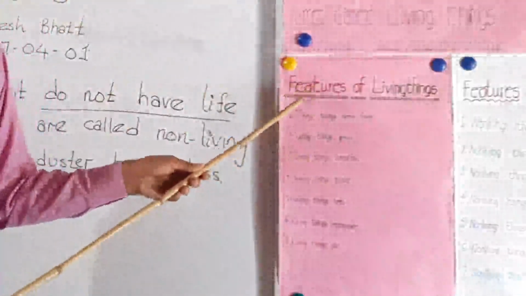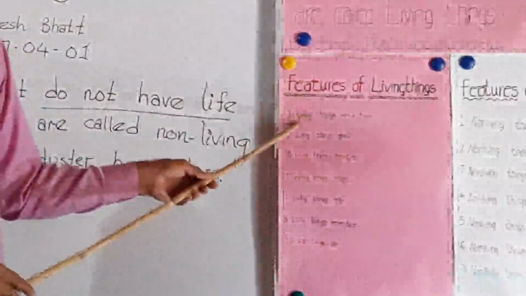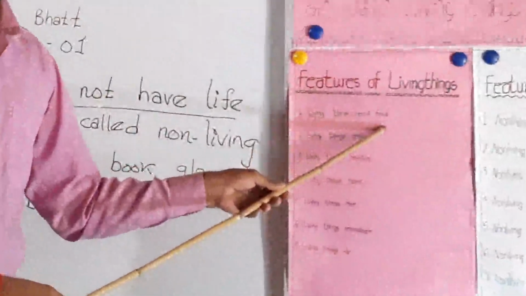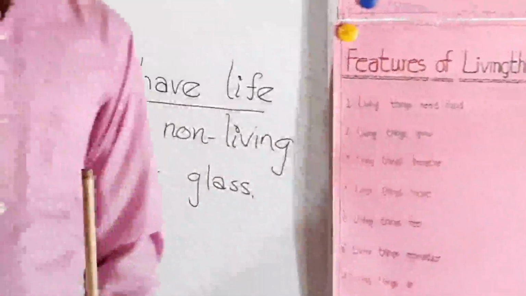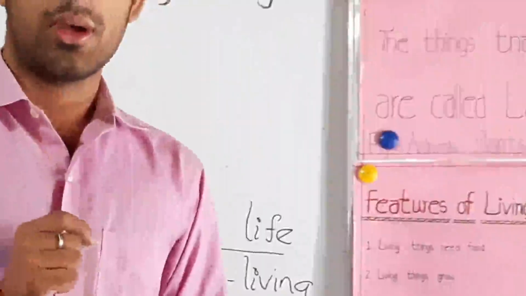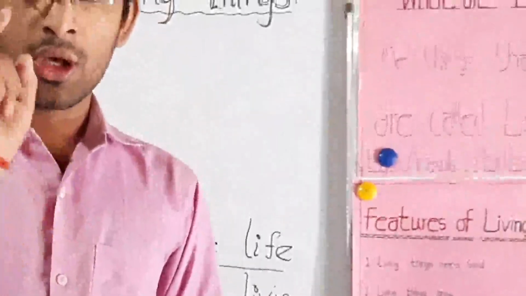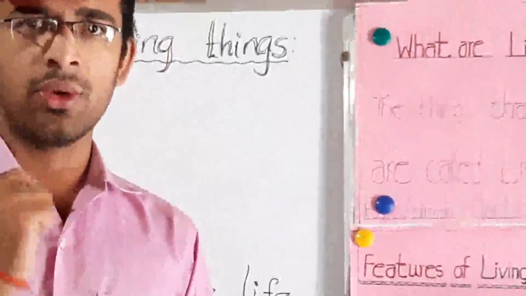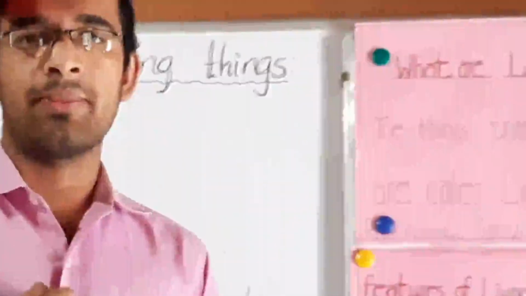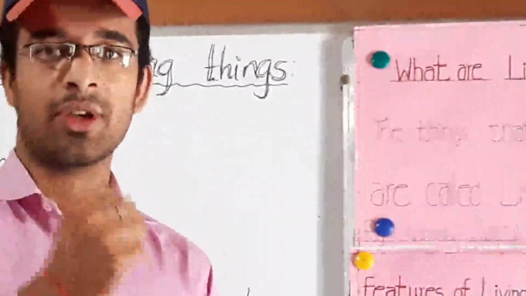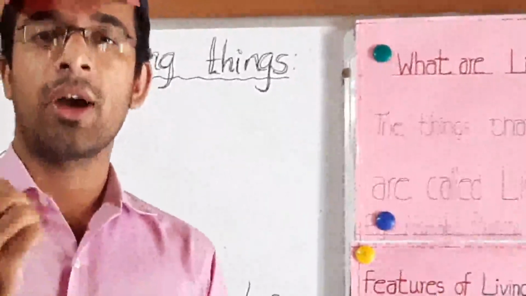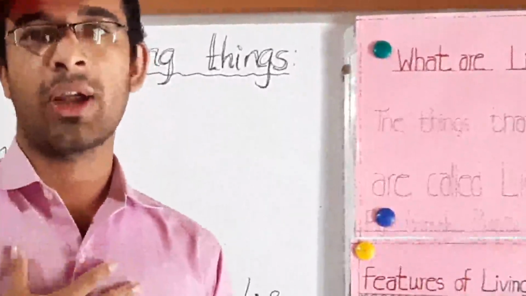Okay. Now here is the first point. Living things need food. All the living things need food. You are a living thing. You need food, or not? Yes, you eat three times a day. Because when we are hungry, we eat food. So we are living things.